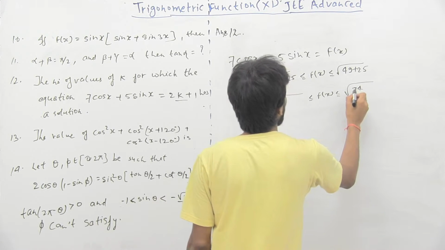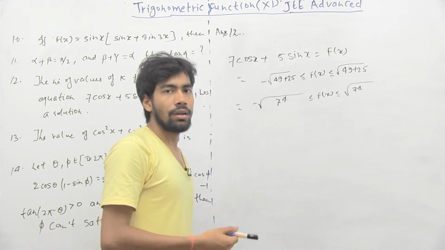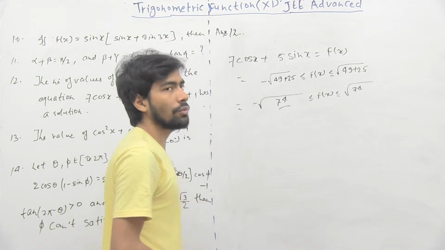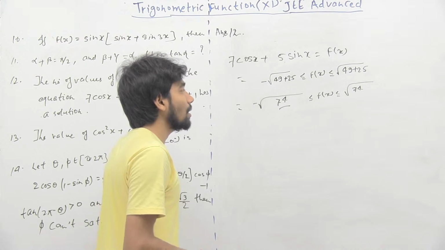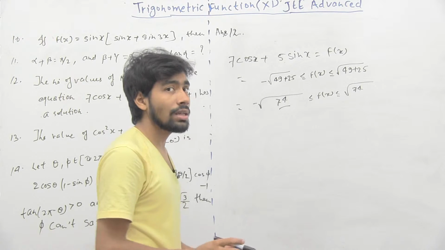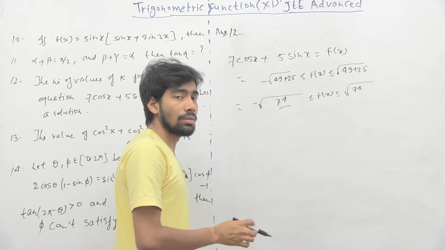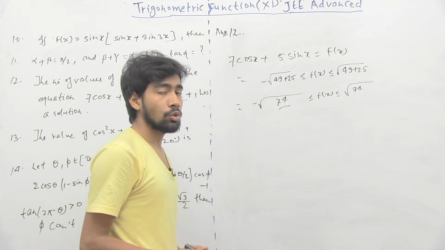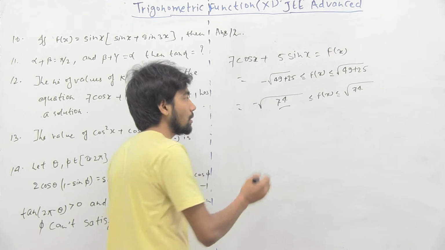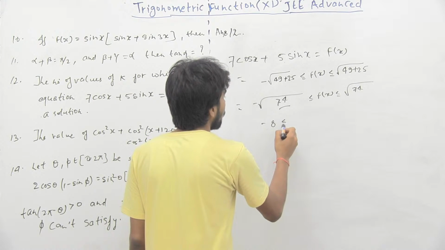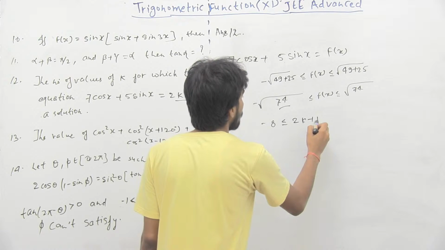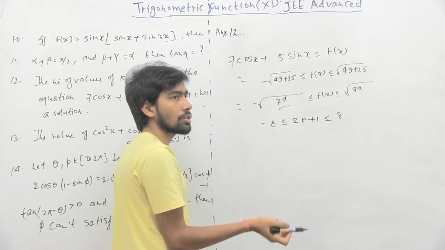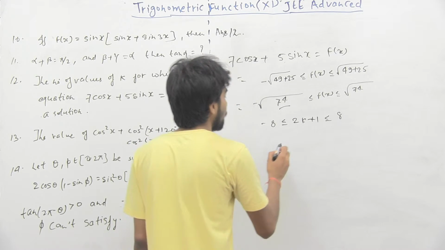Since we have to find the integral values of k, root of 74 will be greater than 64 and less than 81. So its value will be between 8 and 9, but it cannot be minus 9, so we should assume here minus 8 for 2k plus 1. Similarly here, it cannot be 9, because the square of 9 is 81.